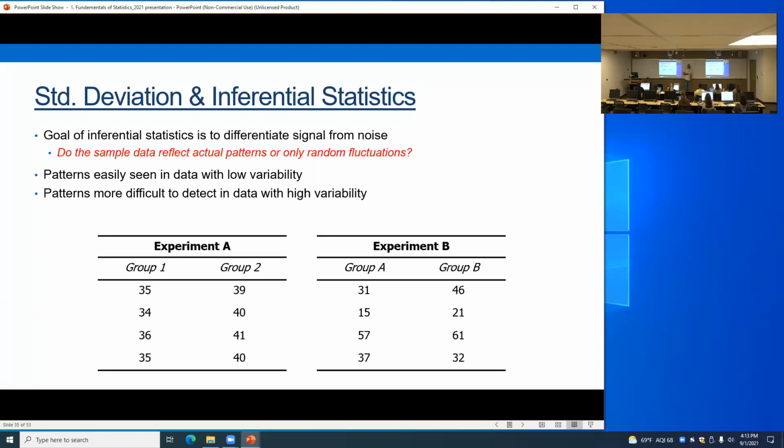I've got experiment A and experiment B, okay? Which one of these experiments is it easier to see systematic differences across these groups? What do you think, Sam? Sure. Okay. So if we're eyeballing stuff, what do you say? What are you seeing as the difference between A and B here?